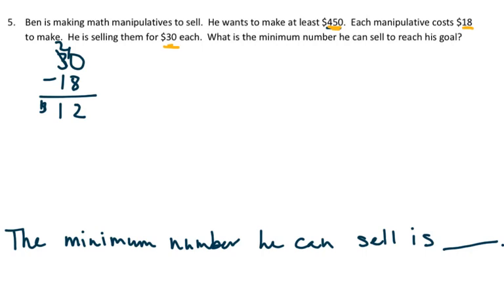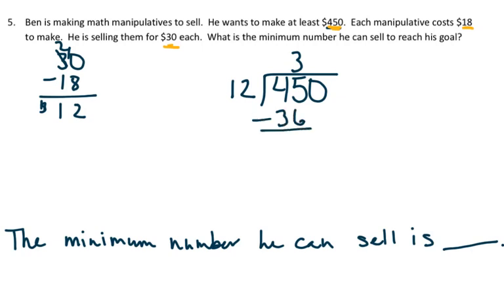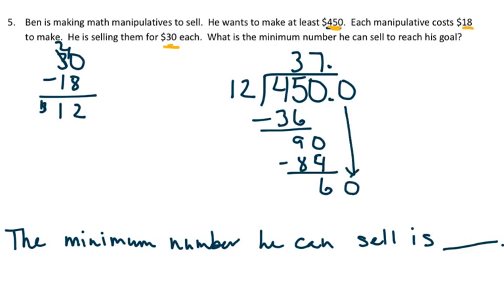So how many does he need to sell to make a profit of $450? So now I have to take my $450 and I'm going to divide that by 12 because it's the profit off of 1. So how many manipulatives does he have to make? So I could do my estimate and I can figure out what my estimate's going to be, but I'm just going to go ahead and divide this out. Let's do my long division here. And I'm going to bring my decimal point in here, carry this out 1 decimal place, and bring down my 0. Okay, so I think I found an answer.